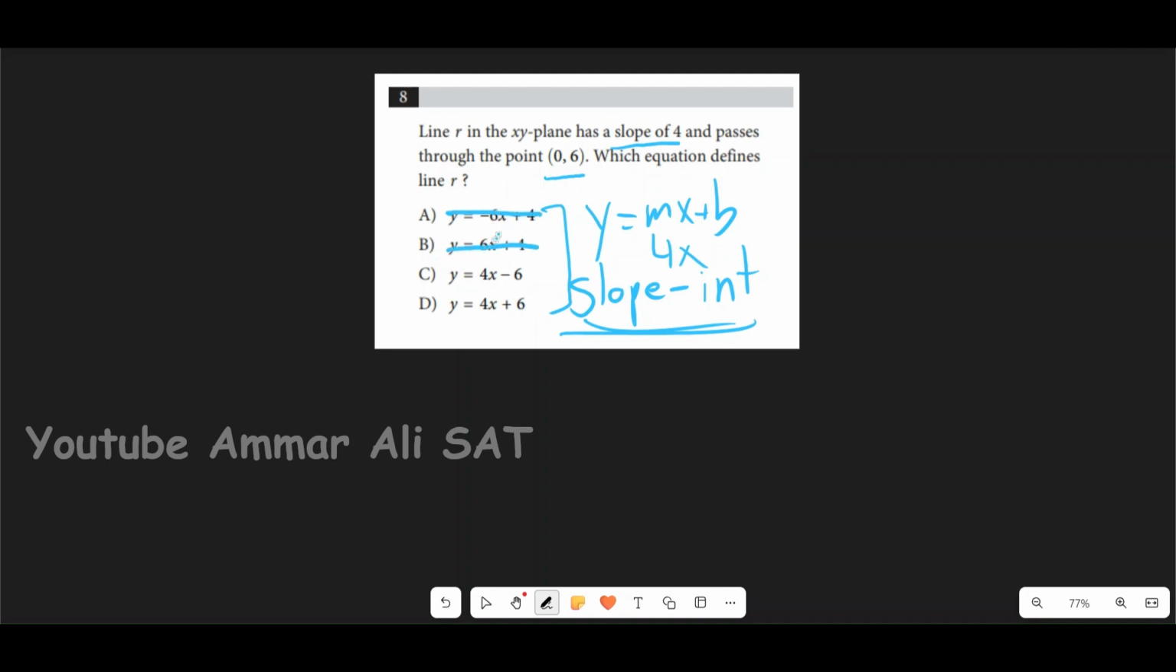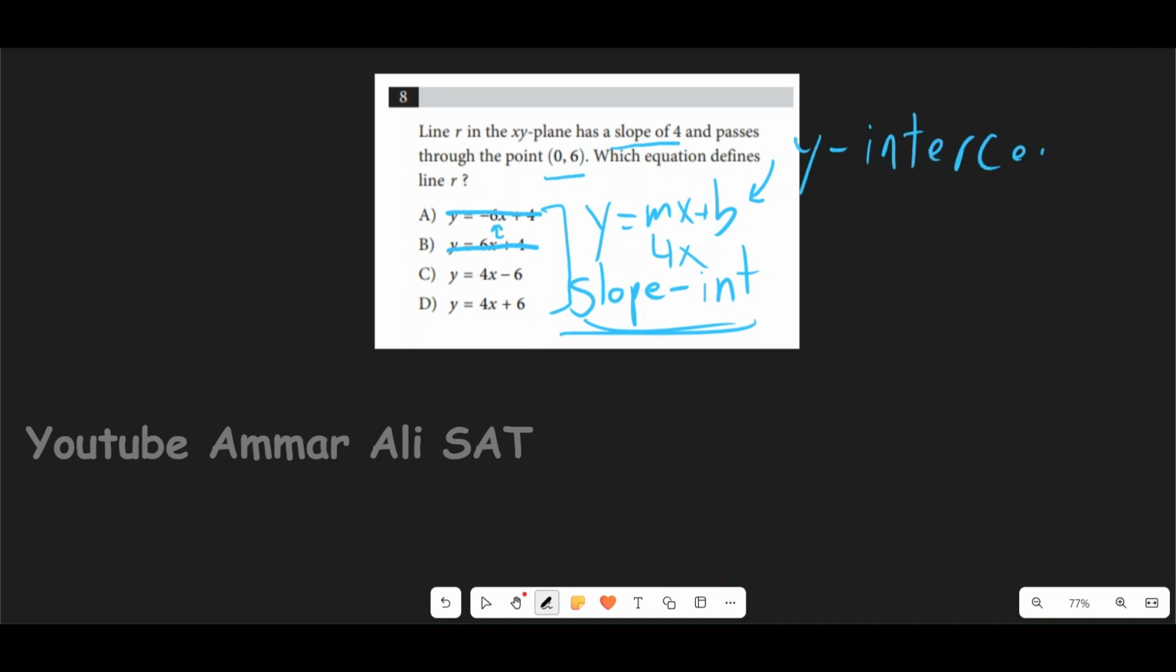Why did we get rid of both of them? Because they had 6 as their slope, and that's not correct, because this line R has a slope of 4. So now all we need to do is figure out which one is correct from C and D. We have 4x minus 6 and 4x plus 6. Well, for this one, we need to understand what b is. b is what in slope-intercept form? It is the y-intercept.